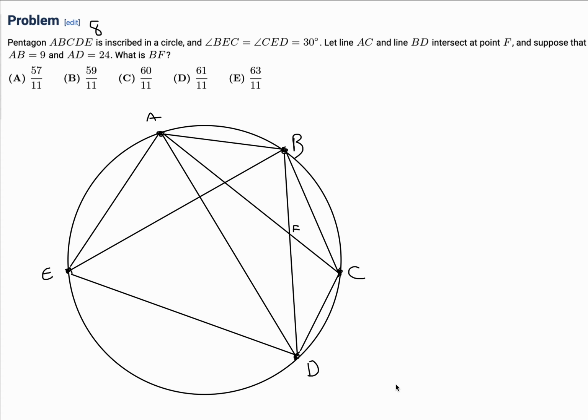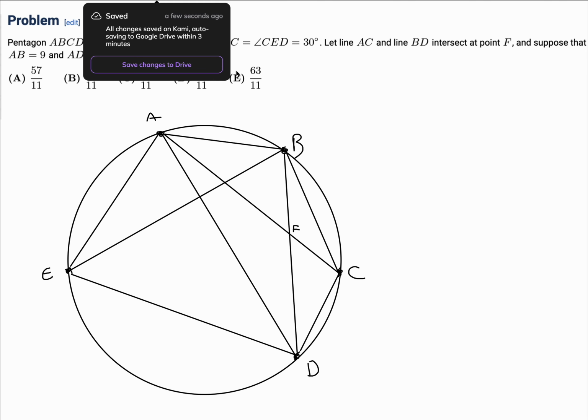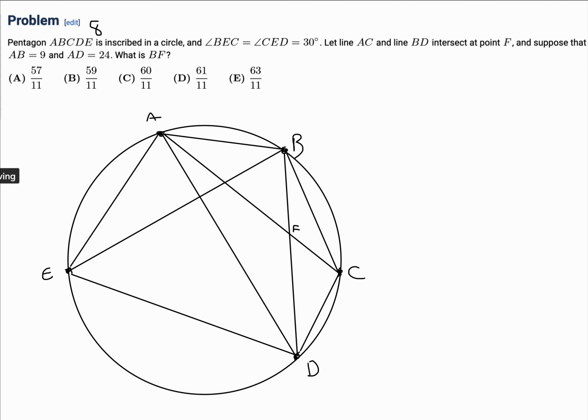Okay, 2025 AMC 12A problem 8. Pentagon ABCDE is inscribed in a circle with angle BEC equal to angle CED equal to 30 degrees. AC and BD intersect at point F, and suppose that AB is 9. So I'm just going to label that, and AD is 24. What is BF? So we want to find BF here.